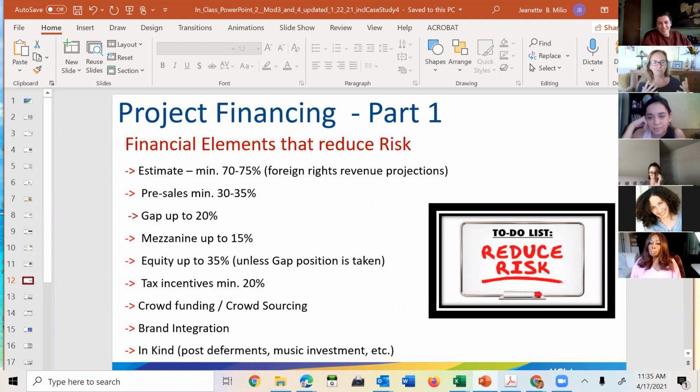So the advertising value of working with brands is great for you because it elevates the awareness about the movie. So that to me is a huge advantage of working with a brand.